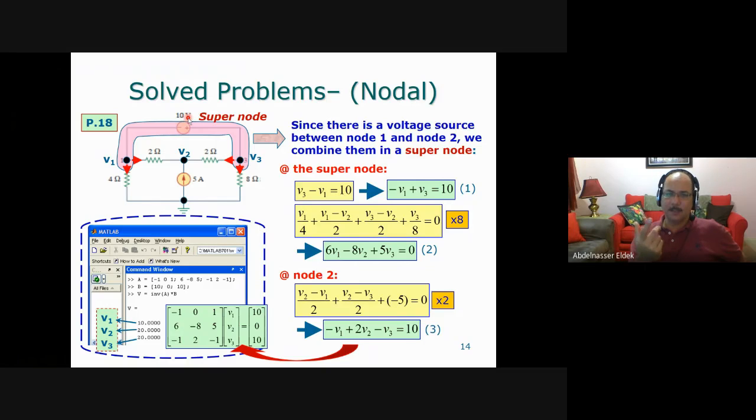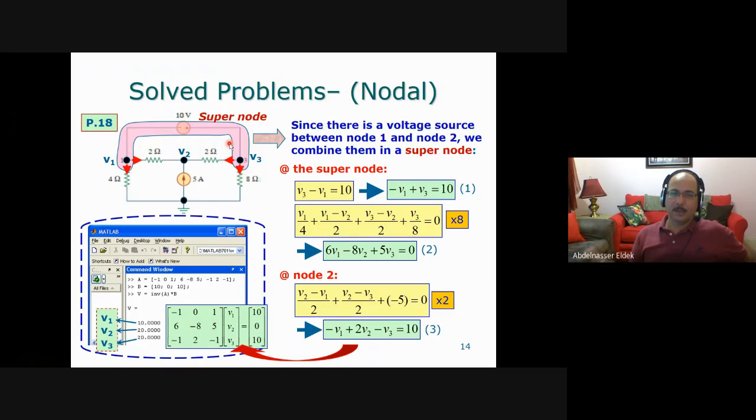Second equation, you do it like this. You merge the two nodes. So imagine that these two nodes are combined together, as one node. That's why you call it a supernode. So now you see, it says in purple here, all this is one node. Now you write the equation for this supernode.